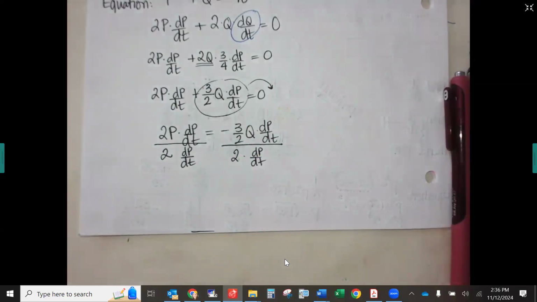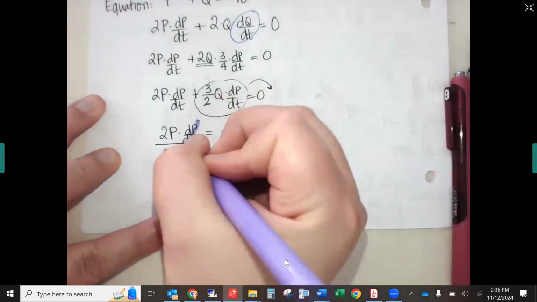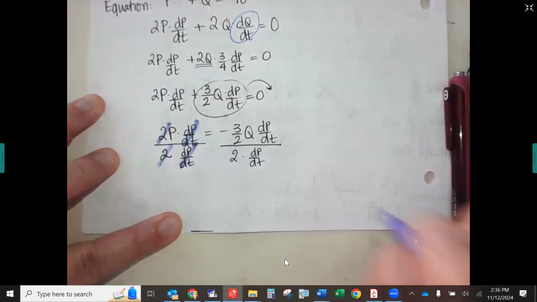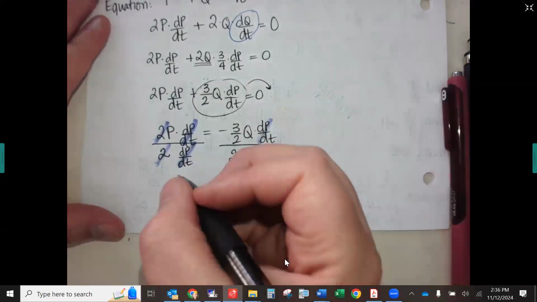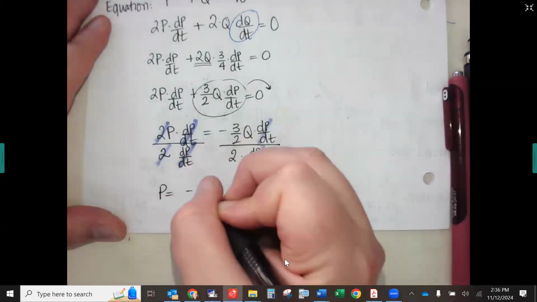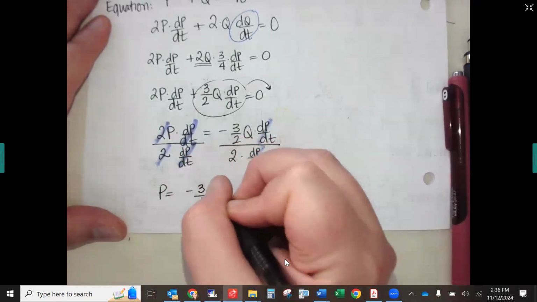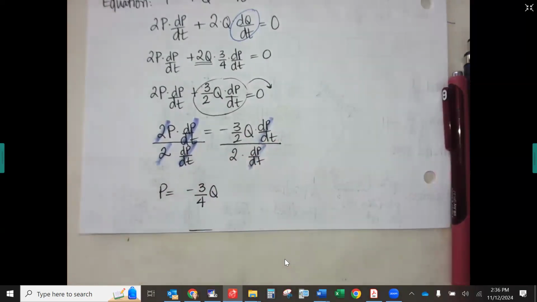So here's what we have so far. These are gone, and these are gone. So I have P equals negative 3 over 4 Q. Now, if you're not sure how that happened, think about dividing by 2, you're cutting it in half. So your 3 over 2 would now be 3 over 4.